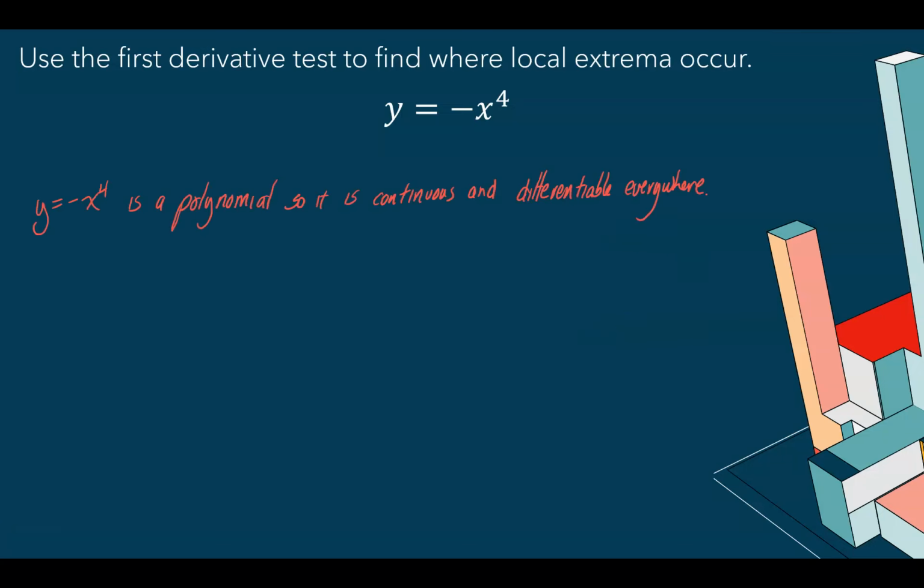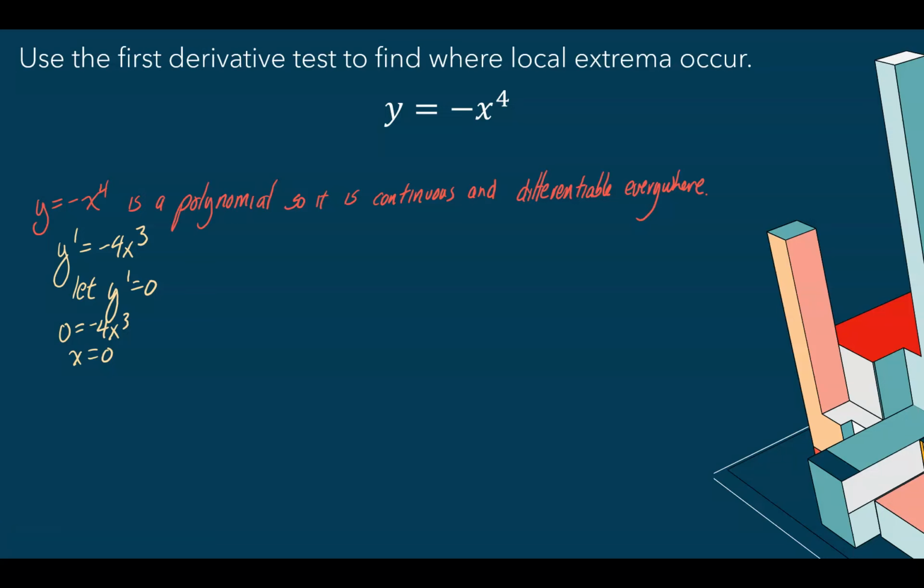Okay. So -x to the 4th is a polynomial, so it's continuous and differentiable everywhere. Continuity is an easy one. That maximum is going to occur at a critical value, so we need to find y prime. And of course, y prime is -4x cubed. We'll set y prime equal to 0 and end up with the one critical value x equals 0.